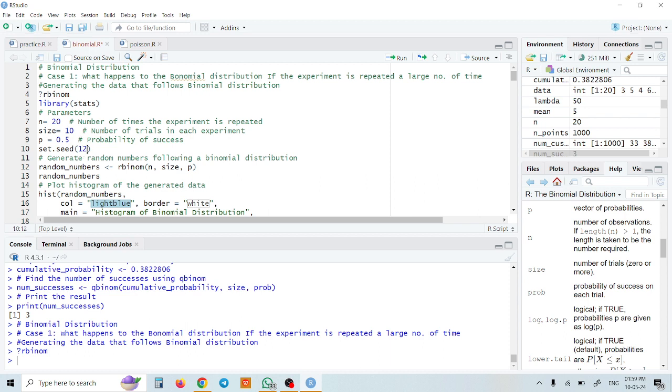You can give this any number, 12 or 123 or any number whichever you want. For that particular number, the function will generate the fixed values. Okay, now let us generate the values.